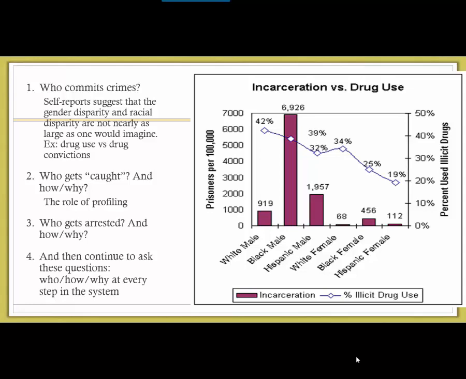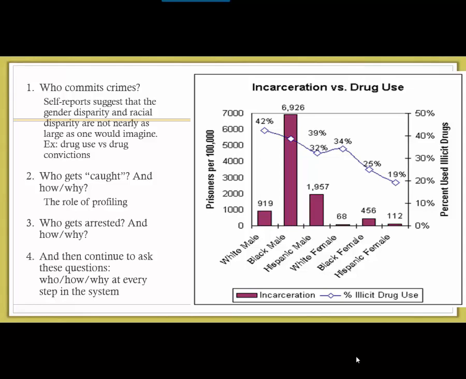The reason why it's particularly useful to use drug convictions as an example for this is because we do collect large scale data about drug use. The CDC, as well as other government institutes, as well as educational institutes, collect data on people's drug usage. And so this is a graph that plots the difference between those terms.